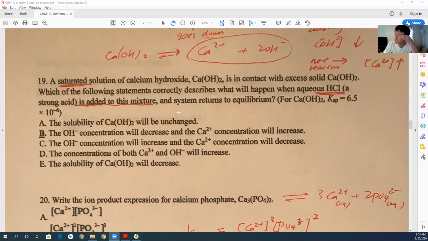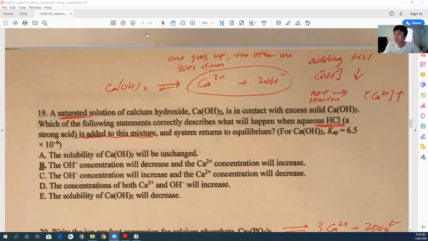Because this solid is calcium hydroxide, it contains hydroxide, so when it dissociates, it generates this hydroxide. Adding the acid means adding protons, and that proton will neutralize this hydroxide, causing the hydroxide concentration to decrease. When the hydroxide concentration decreases, the reaction will shift to the right, so more solid is going to dissolve, increasing the concentration of the calcium cation.